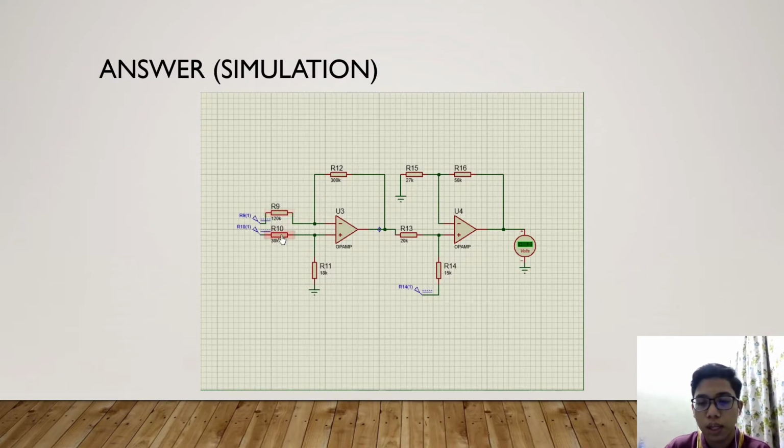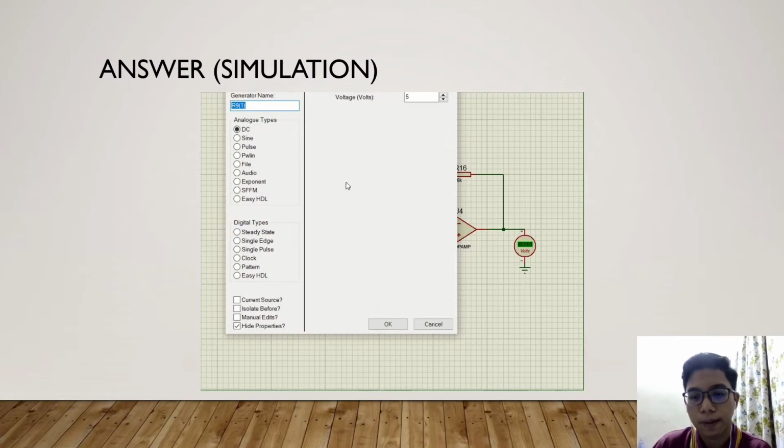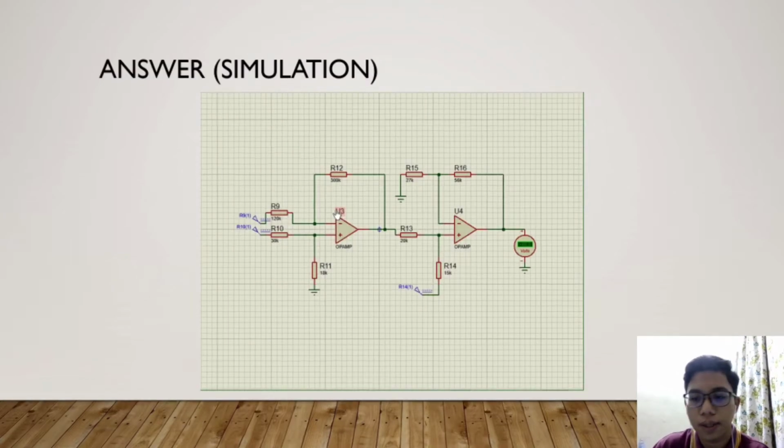So after simulating, we can see that the result is negative 10 volt, which is the same as the calculation or theory method. Hence, this result is acceptable.